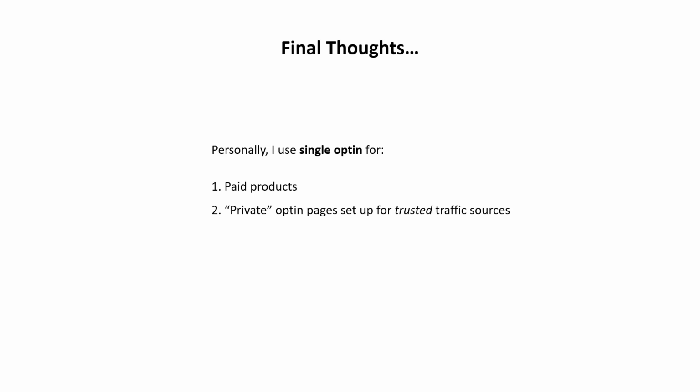So for example, if let's say you're running a webinar and you're working with a joint venture partner who's going to drive you some traffic. Well, I know in that case where the traffic's coming from. I trust the marketing partner, and therefore single opt-in is absolutely fine.